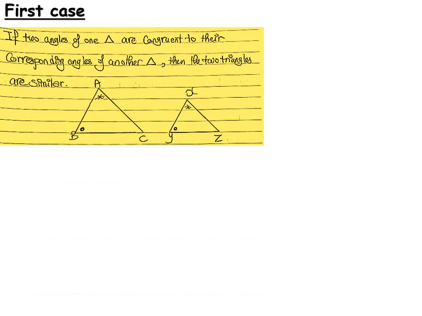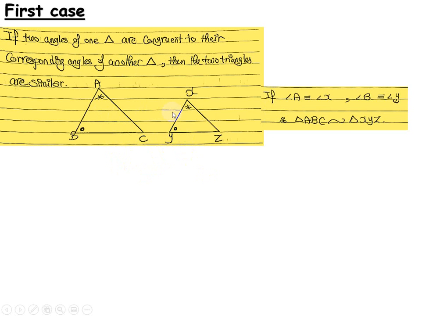First case, if two angles of one triangle are congruent to their corresponding angles of another triangle, then the two triangles are similar. Which means that in front of you two triangles ABC and XYZ, if measure A equals measure X, angle B is congruent to angle Y, so triangle ABC is similar to triangle XYZ.